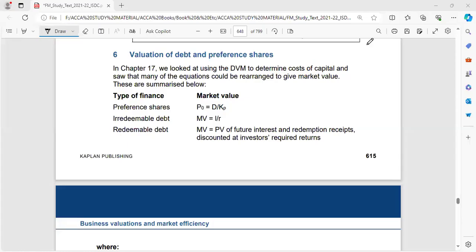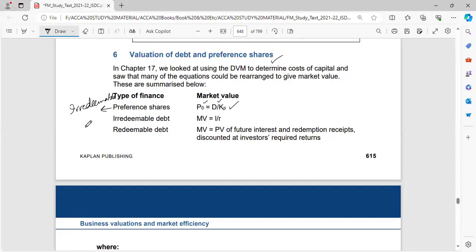Okay, now we will continue with the concept of valuation of debt and preference shares. Type of finance, preference shares. If the preference share is irredeemable, then price is equal to D naught divided by cost of preference share.